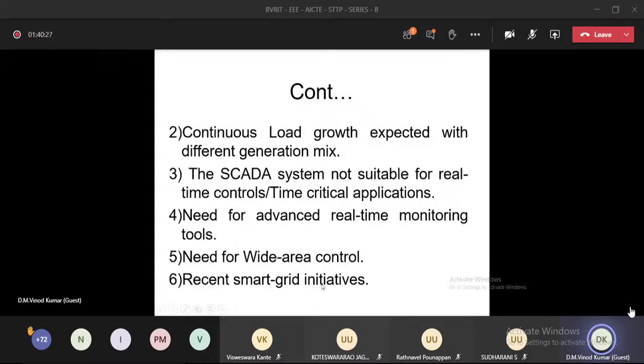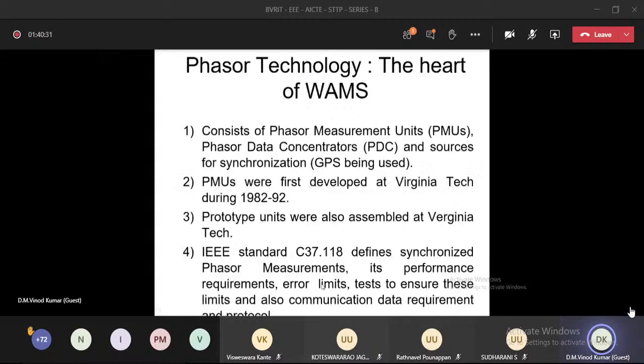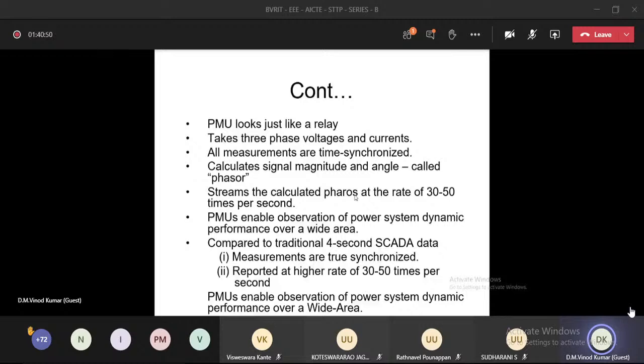Phasor technology was developed by Phadke in the USA between 1982 and 1992. He is a protection person. When there is digital protection without GPS, it is a relay. When you incorporate the GPS, it becomes a synchrophasor. The PMU and synchrophasor are both the same.